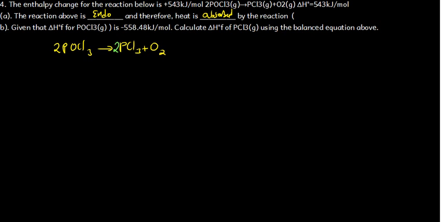Now we've been given that the heat of formation for this compound, which one is this? This one, which is here, is negative 558.4 kilojoules per mole. Now I want to calculate the heat of formation of this one. What would be the heat of formation, delta H of formation? But we know that the heat of this reaction is positive 543. How do we get to find the heat of formation for the other one?